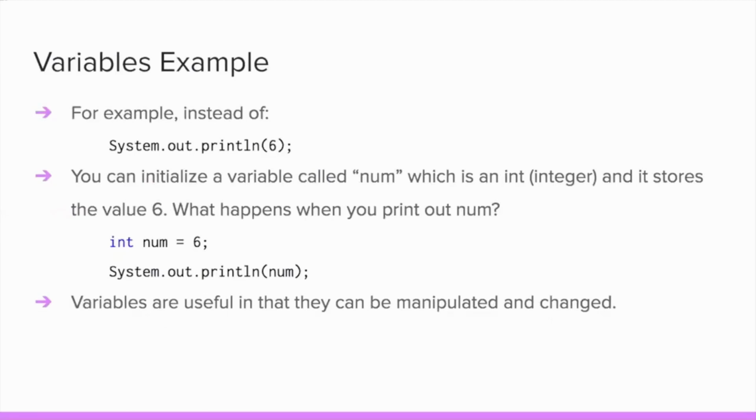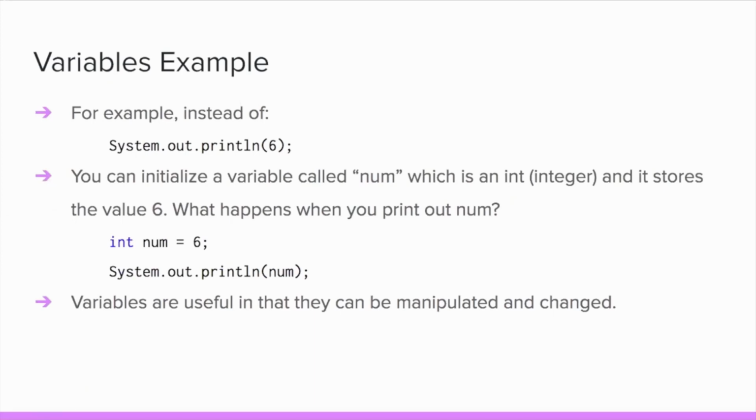Here, we're seeing how we can use a variable to print out the number 6 instead of printing System.out.println 6. We initialize a variable called num of data type integer and store the value 6. Follow the code on the slide and click the Run button. What happens? The number 6 should be printed to the console.